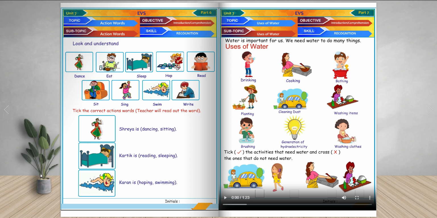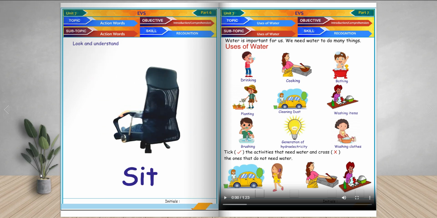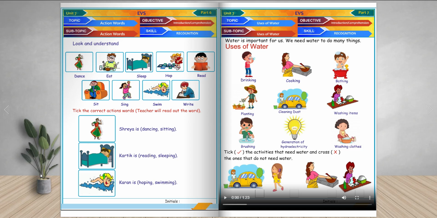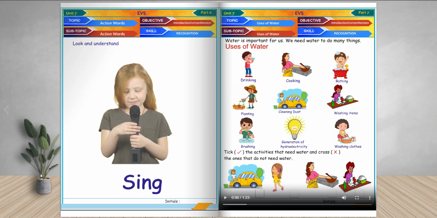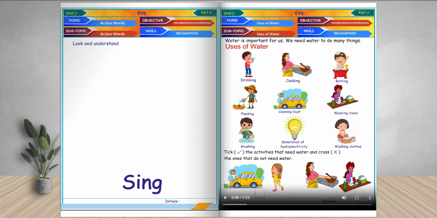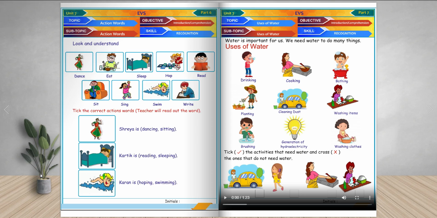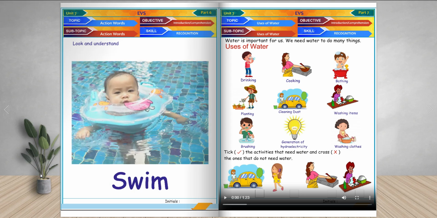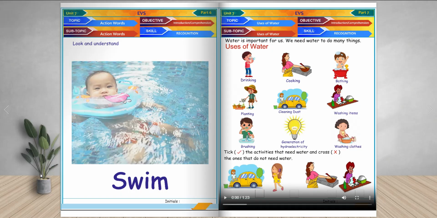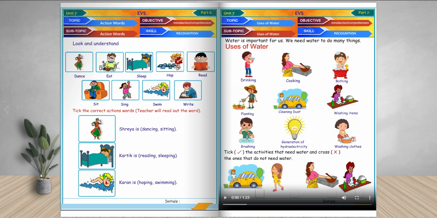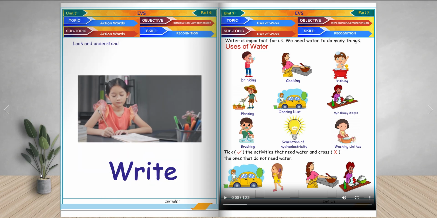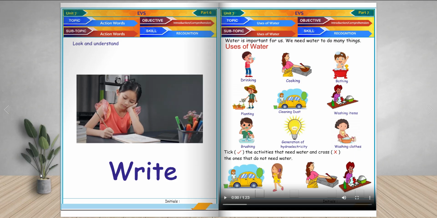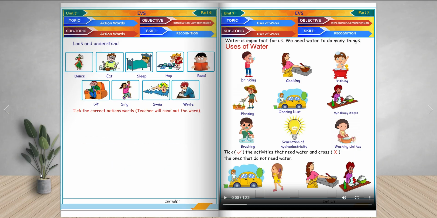Sit. Sit. Sing. Swim. Write. Take the correct action words. Teacher will read out the word.